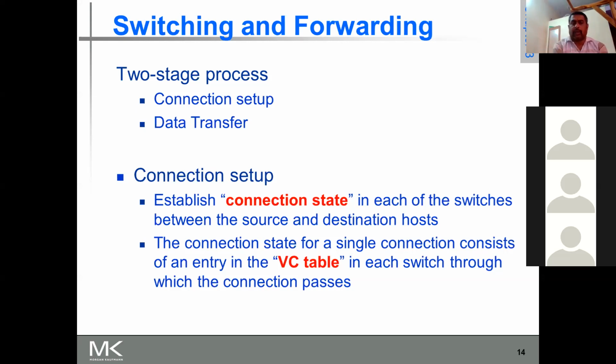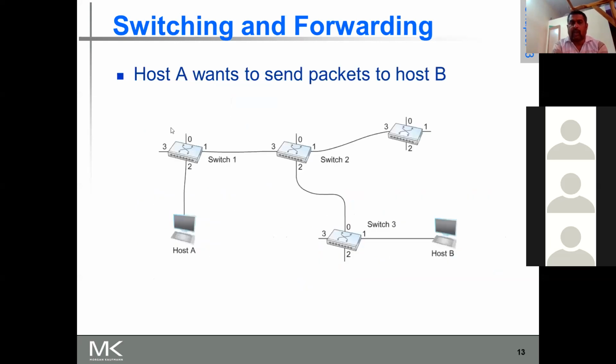When we go back to the figure here, see, host A will ask switch 1, I want to send a packet to host B. Now switch 1 will check first in its particular LAN whether host B is there. No, if it is not there, then it will ask other switches. The other switch connected here is switch 2. Then it will ask switch 2 whether host B is connected to you.